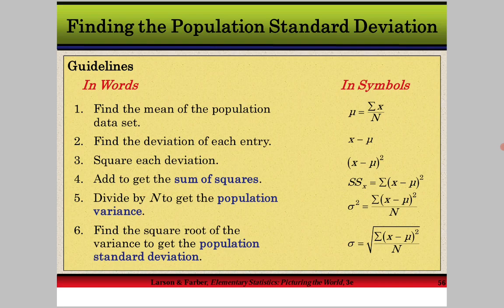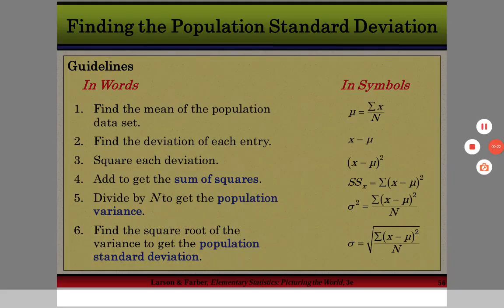Next is find the square root of the variance to get the population standard deviation. What is standard deviation? Standard deviation is equal to the square root of variance, that is square root of sigma square. So sigma is equal to the square root of sigma (x minus mu) whole square by capital N, the total under the root. So this is the step by step method to find the standard deviation. Population standard deviation and standard deviation are both the same.